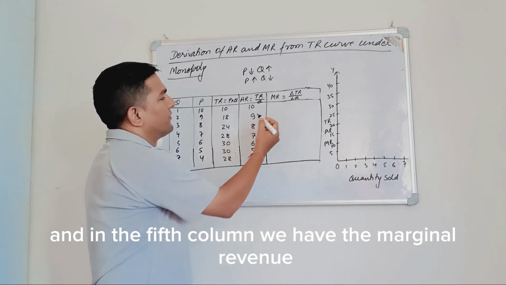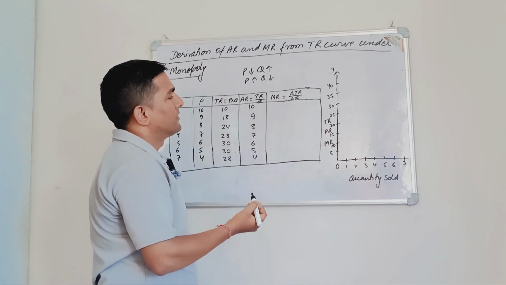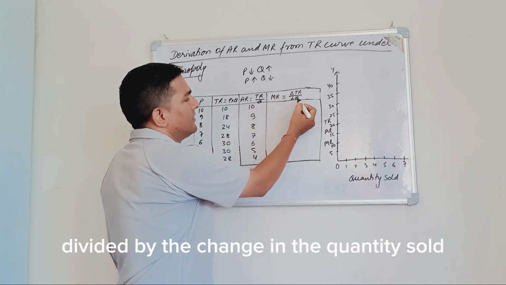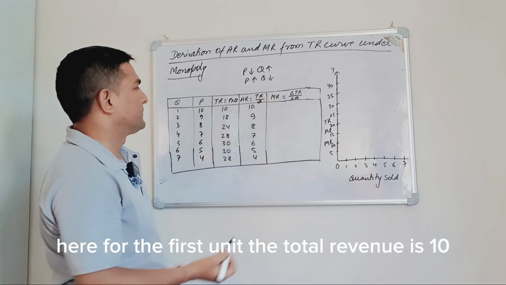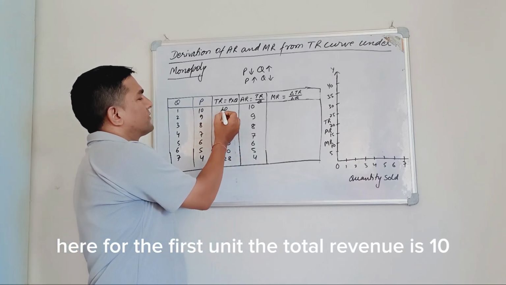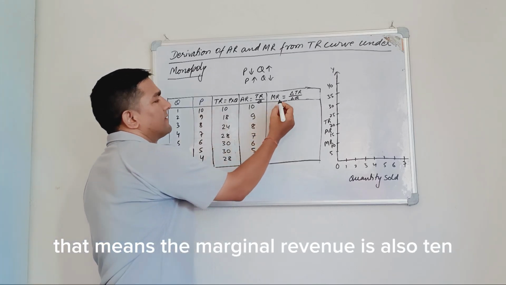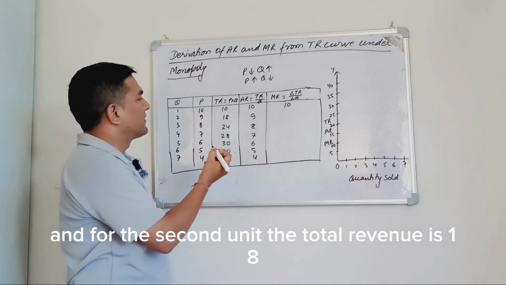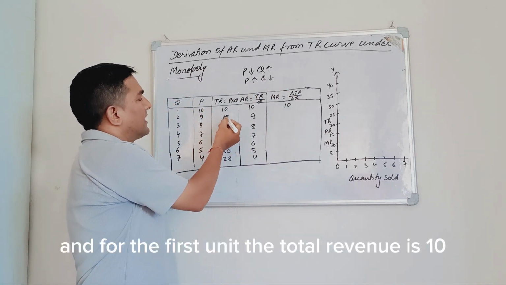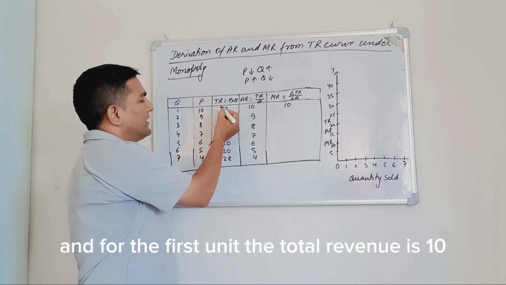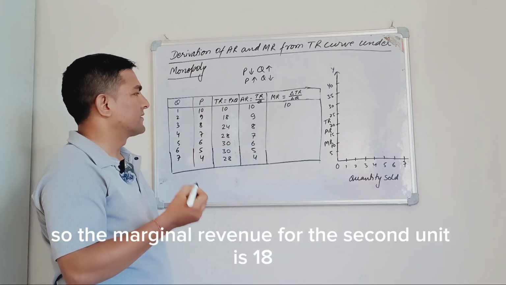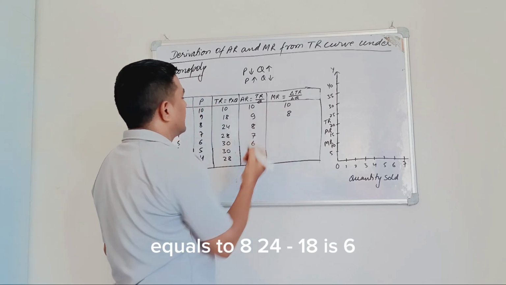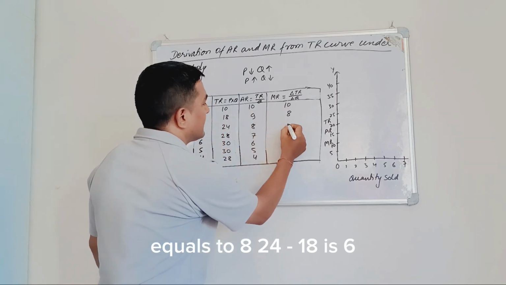And in the fifth column we have the marginal revenue, and marginal revenue is the change in total revenue divided by the change in the quantity sold. Here for the first unit the total revenue is 10, that means the marginal revenue is also 10. And for the second unit the total revenue is 18, and for the first unit the total revenue is 10. So the marginal revenue for the second unit is 18 minus 10 equals 8. 24 minus 18 is 6.